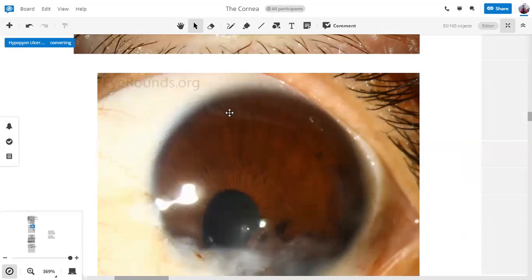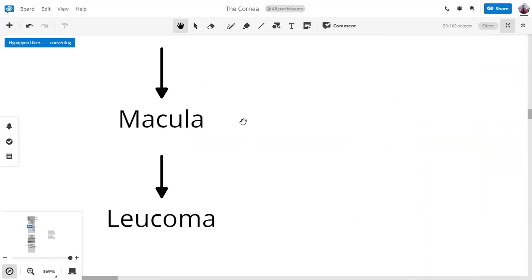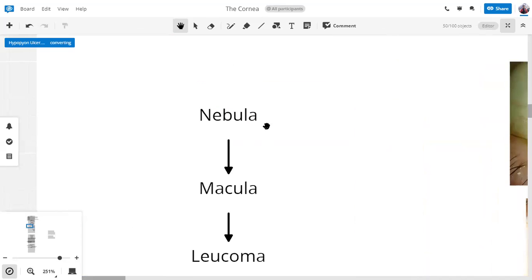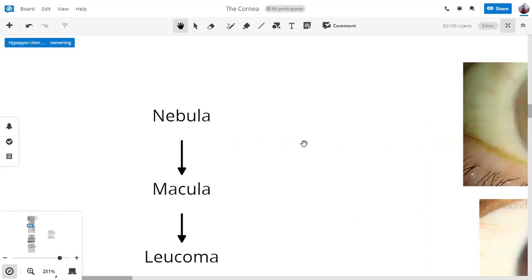But if there were an opacity, I would not have been able to completely differentiate or completely appreciate the details, but ever so slightly. And that least degree is called a nebula. I don't have a picture of a nebula, but you have to remember that we can somewhat or slightly appreciate the details of the iris.